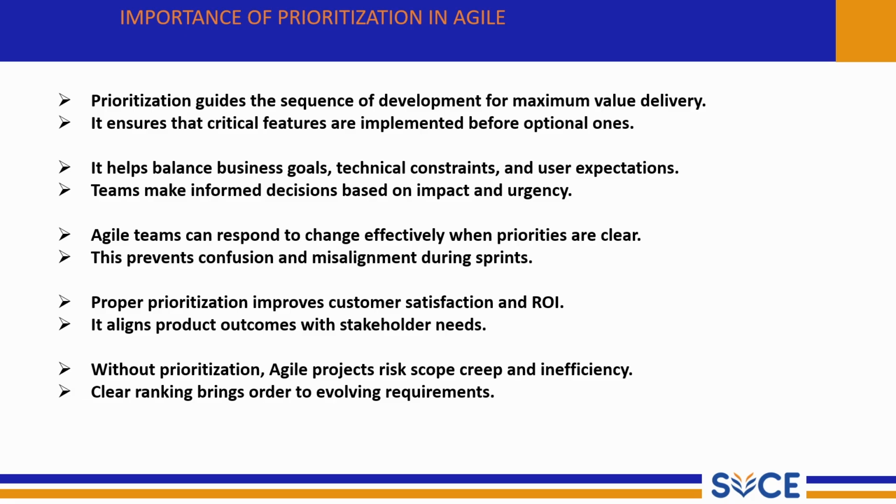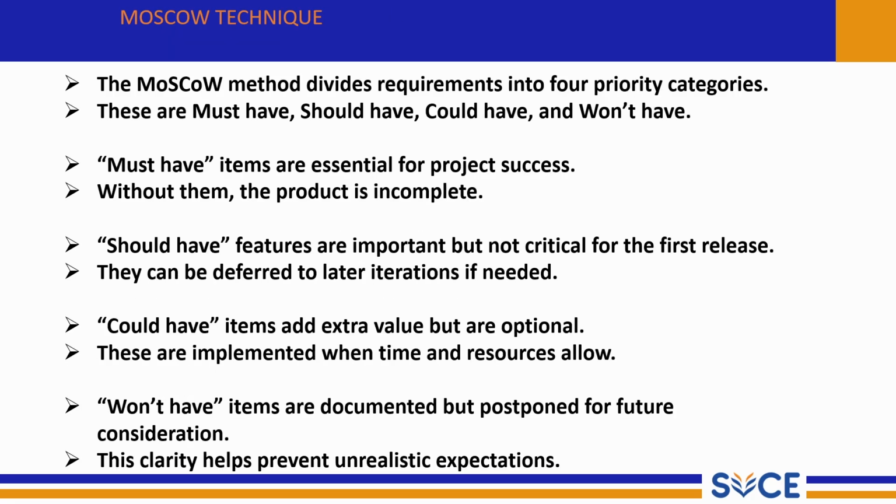Without prioritization, agile projects risk scope creep and inefficiency. If priorities are not set, the team may waste time on unnecessary features. This leads to scope creep, where uncontrolled feature additions delay the project and reduce the efficiency. Clear ranking brings order to evolving requirements. Since Agile accepts changing requirements, prioritization helps them maintain order. It assigns a clear rank to each requirement so that the changes do not create confusion. In the next slide, we will see the topic as the MoSCoW technique.